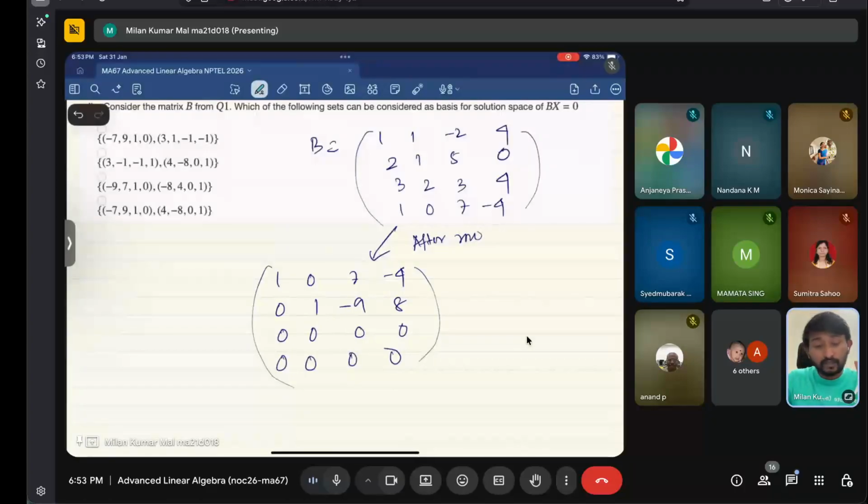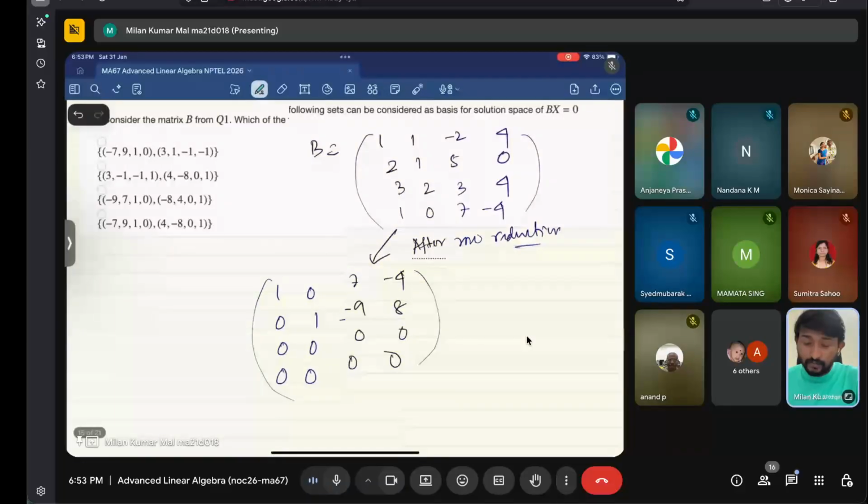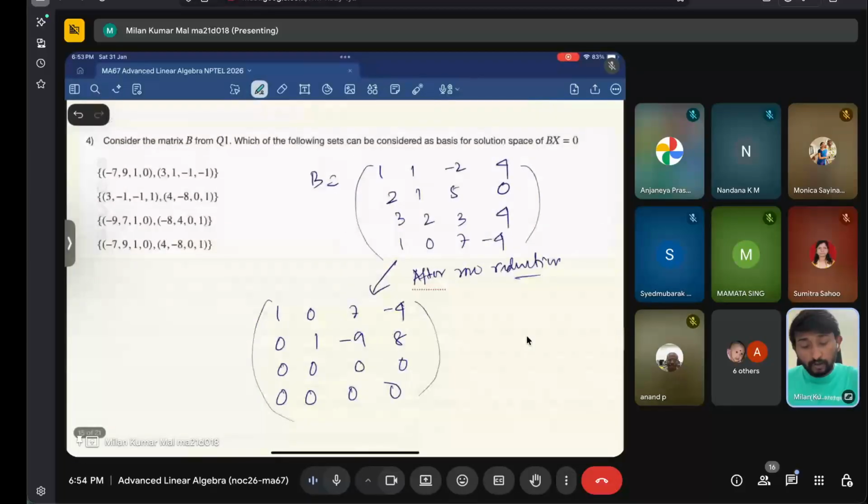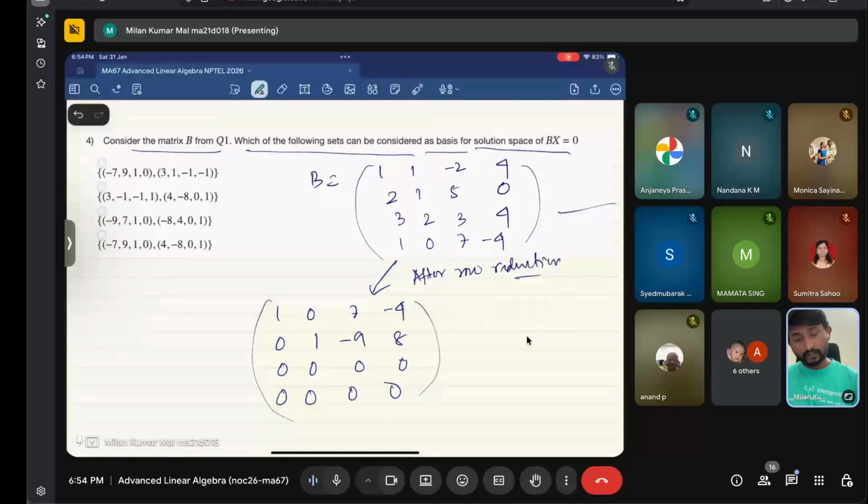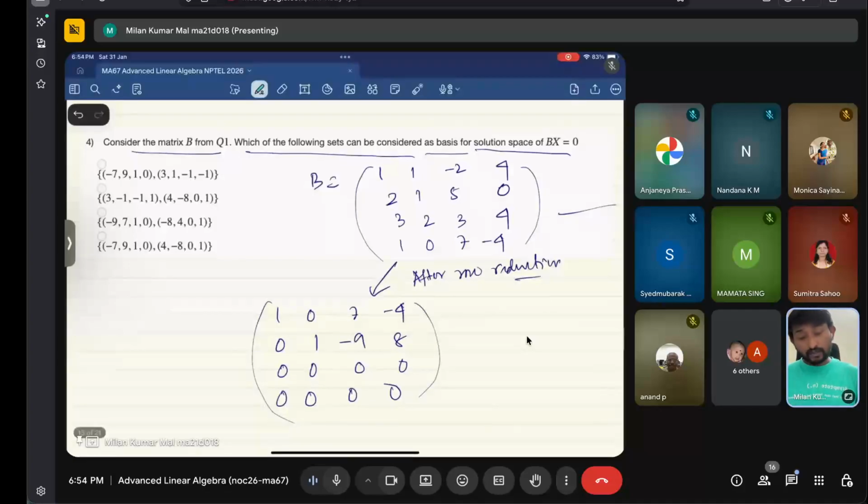So now let me read the question once again. What does the question say? Consider the matrix B. Which of the following sets can be considered as a basis for the solution space of Bx equals to 0? So we have a new type of question. Here x means x1, x2, x3, x4, a column vector.